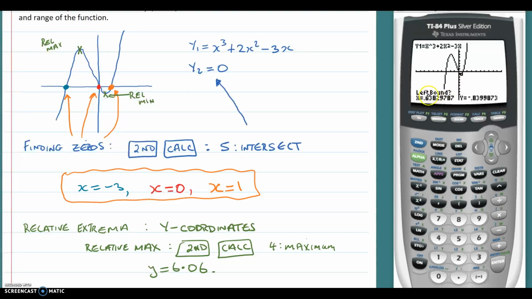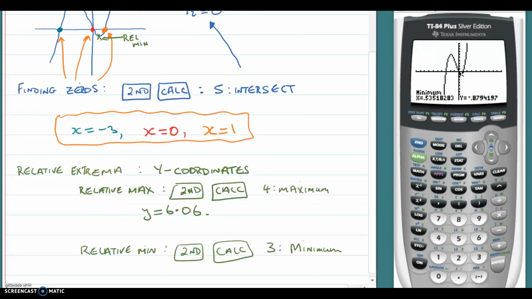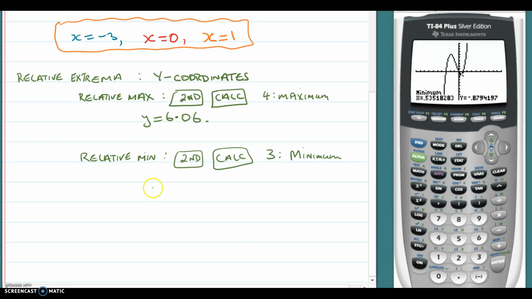I'm down at the bottom, but I have to move to the left a little bit. So move to the left a few clicks, press enter, and it says move to the right. So go down through the point and move to the right, press enter, and for the guess, just press enter again. And it's going to tell you the minimum is when y is equal to negative 0.879, or negative 0.88.